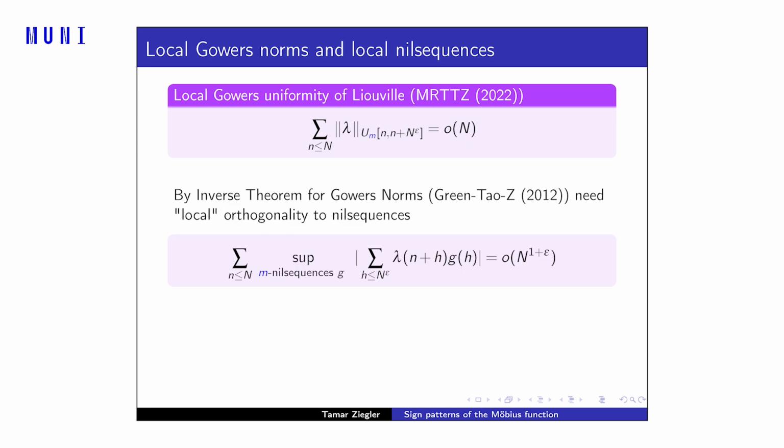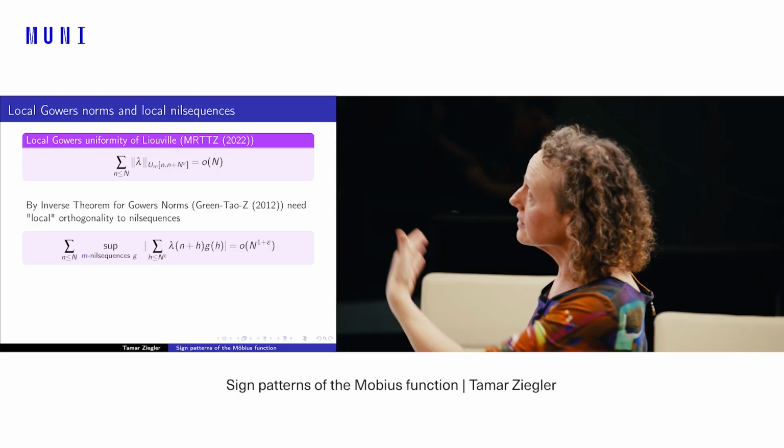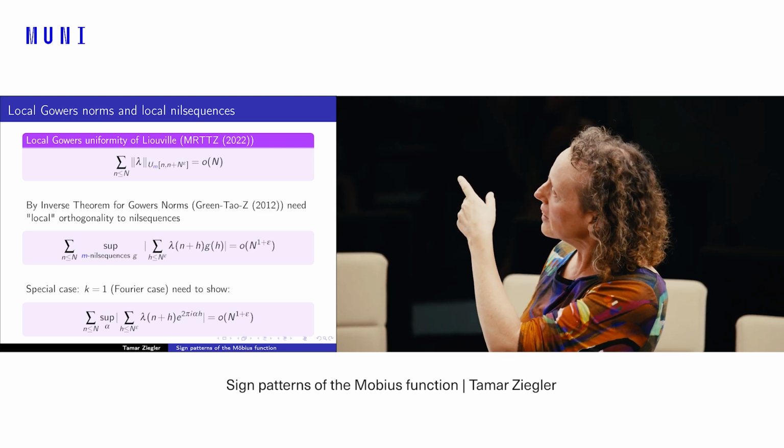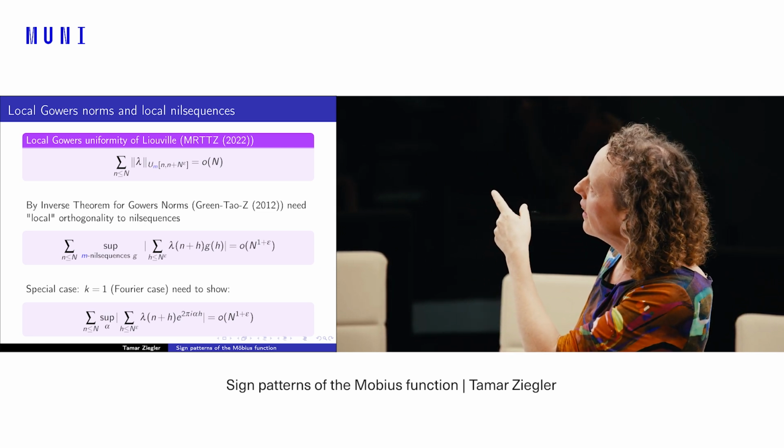And this is really, remember the result I told you of Green and Tao about lambda being orthogonal to nil sequences? We need the same type of results, but for short intervals. Okay, so we need the same type of results, but for intervals of size n to the epsilon. This is the theorem that we need to prove. I'll just show you what it means for k equals 1.